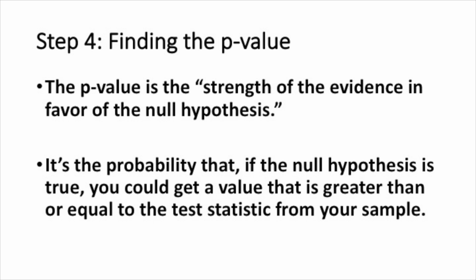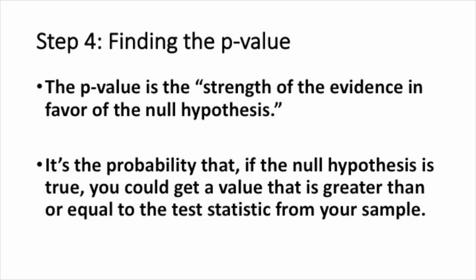The fourth step of conducting a hypothesis test is finding what we call the p-value. And the p-value is actually the strength of the evidence in favor of the null hypothesis. So if you have a high p-value, that means there's strong evidence for the null hypothesis, which means you're unlikely to reject it. Whereas if you have a low value for a p-value, that means there's weak evidence for the null hypothesis and you're more likely to reject it.